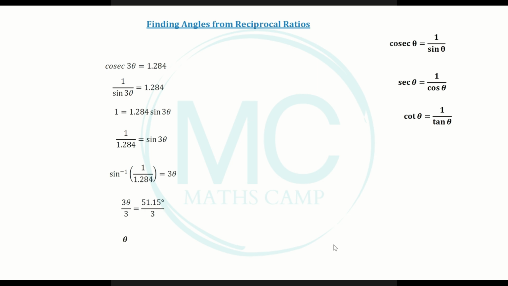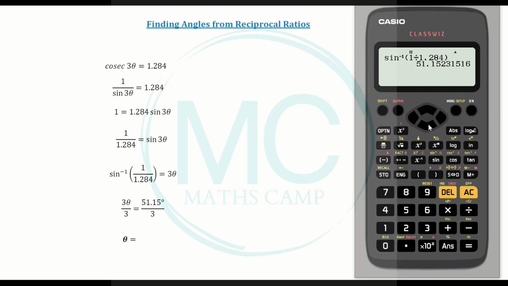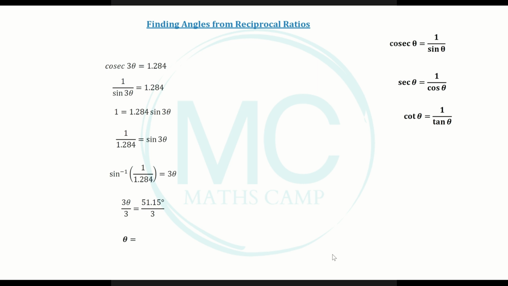Now we can say theta is equal to, let's take our calculator, we still have our angle 51,15 degrees. Let's divide by 3, it's equal to 17,05 degrees, rounded to 2 decimal places, and we see that theta is equal to 17,05 degrees. Let's do one more.